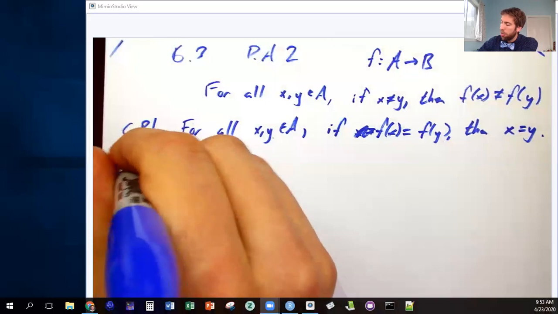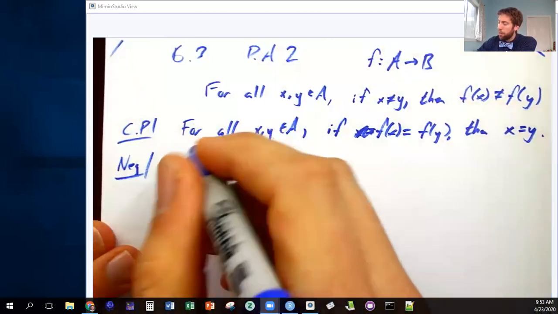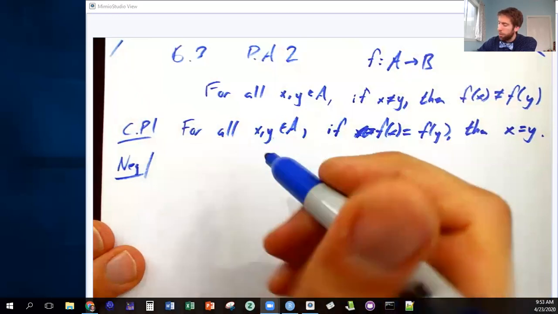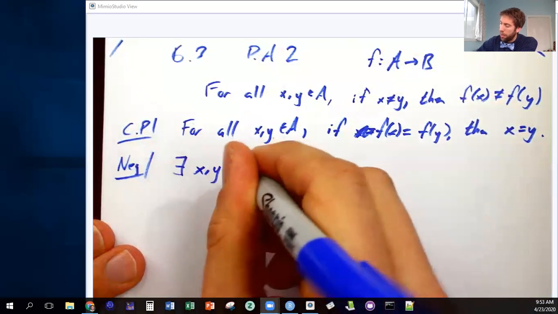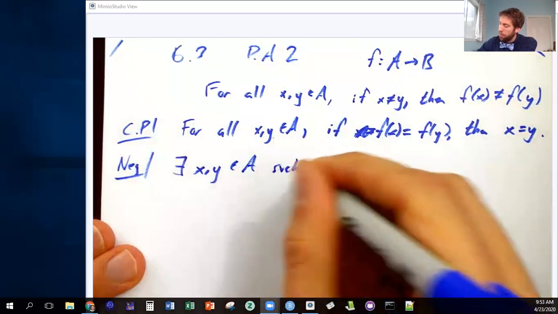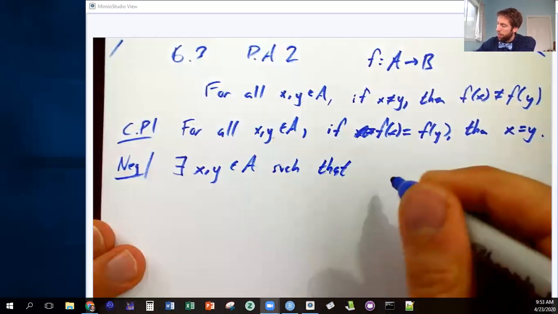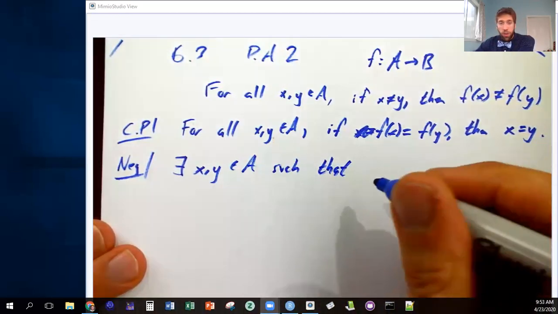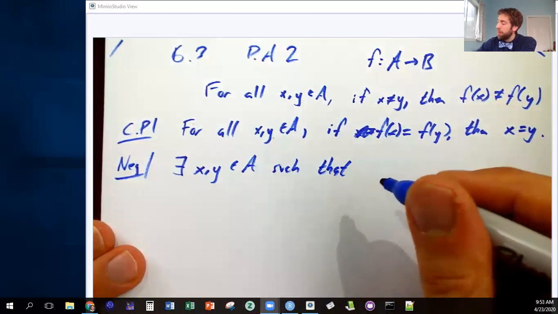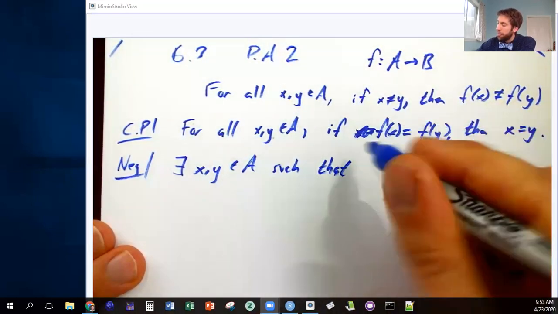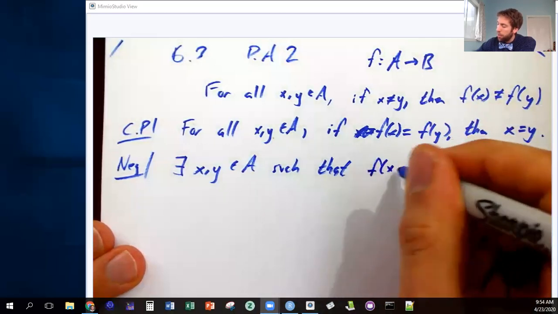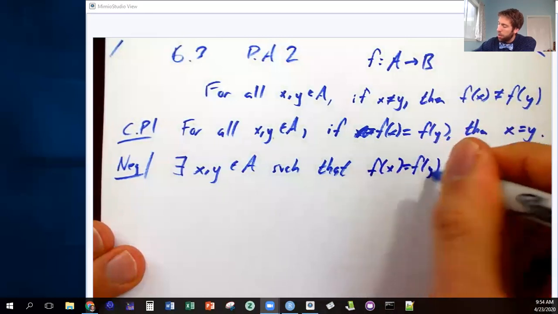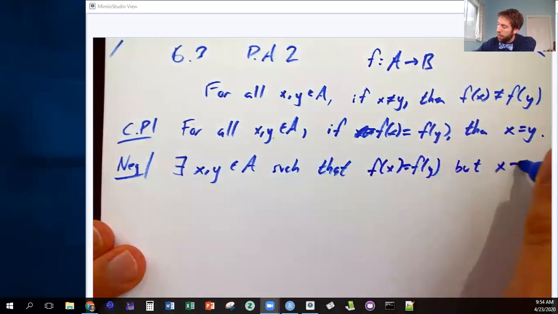Now negating the whole statement says, well, there exists x and y in A such that... which one do I want to negate? There are equivalent ways to do it. To negate an if-then is to say that the if is true, but the then is false. So f of x equals f of y, but x is not equal to y. Okay? So that's how you show it.